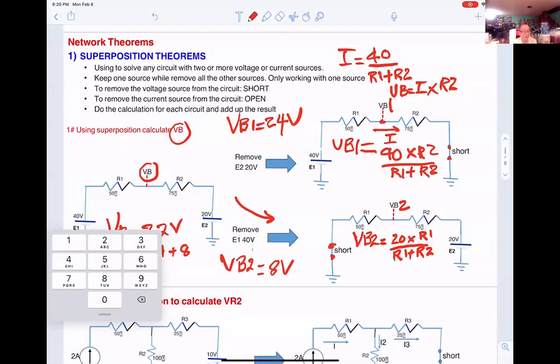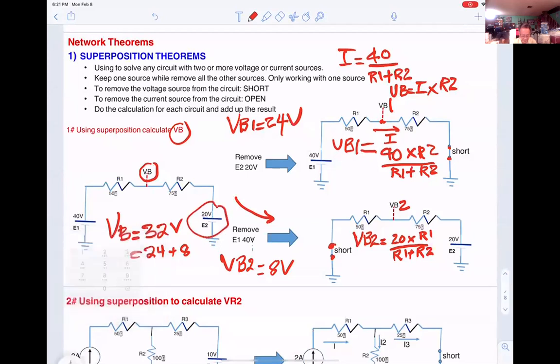And when you get the VB2, if you get negative, when you add up they automatically subtract. If you get positive, then you're still adding up. So if I change the polarity of the 20 volts here, then you get negative, minus 8 volts.